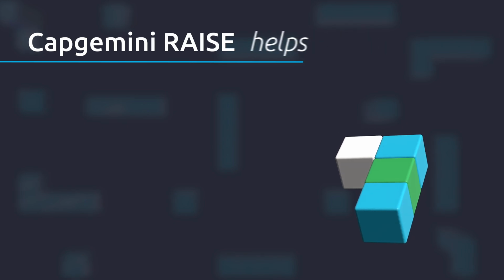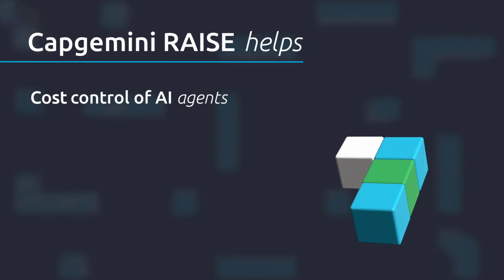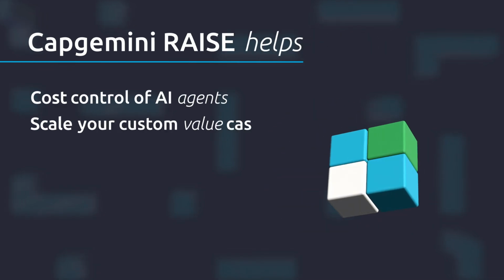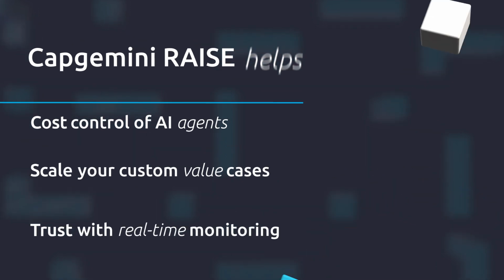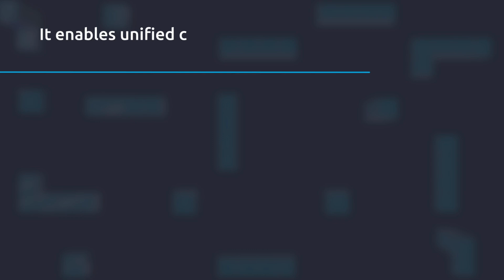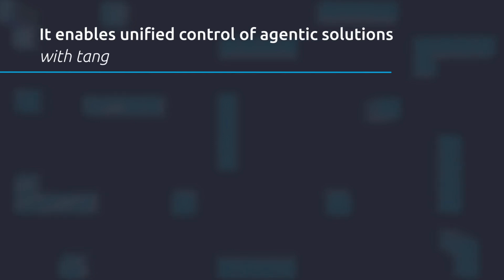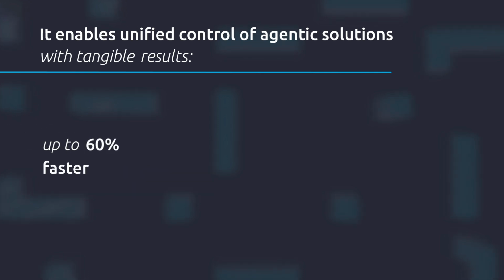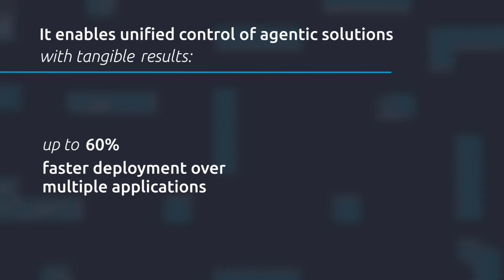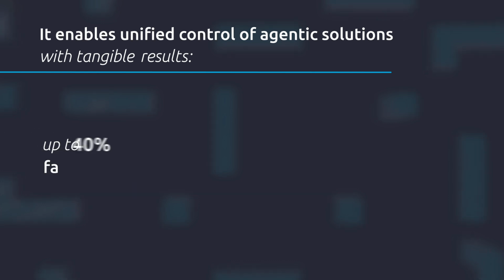Capgemini RAISE helps cost control of your AI agents, scale your custom value cases, trust with real-time monitoring. It enables unified control of agentic solutions with tangible results, up to 70% lower development and operational costs, up to 60% faster deployment over multiple applications, up to 40% faster issue detection.